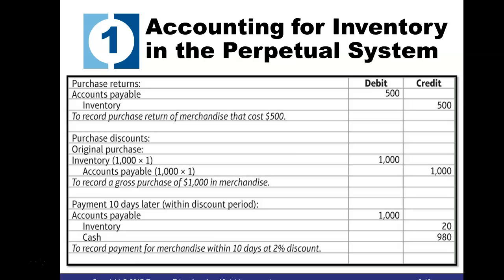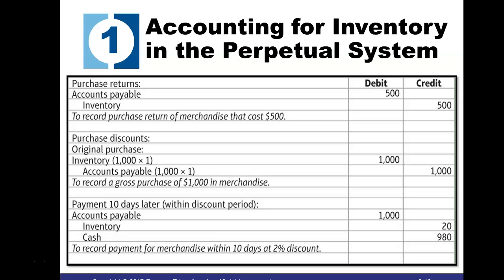Again, when you return an item, if you purchased it on credit, you're going to remove the liability and remove the inventory from your books. If you provided an inventory discount, again, you want to make certain that you provide the reflection of that discount. In this case, you're talking about an inventory item that you purchased for $1,000 to be paid the next month. But when you pay within the discount period, you have to make certain on a perpetual system that you reflect that discount in with the inventory.